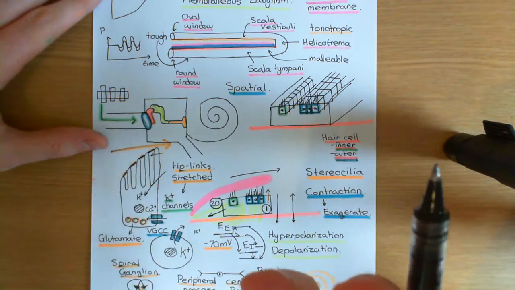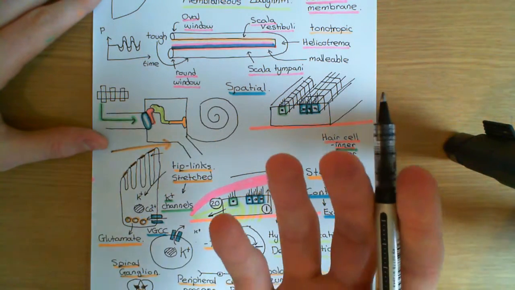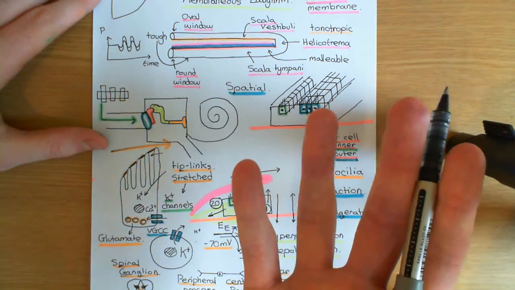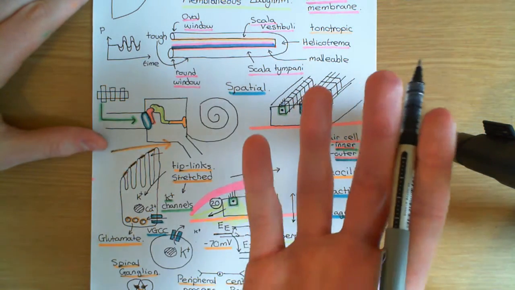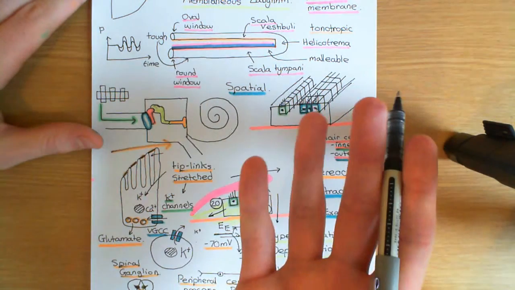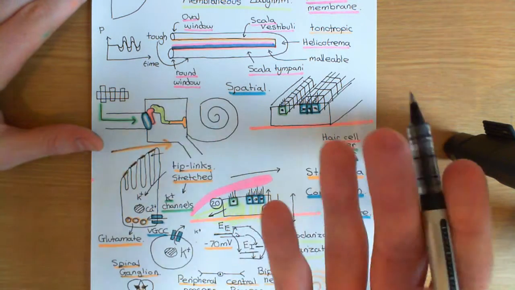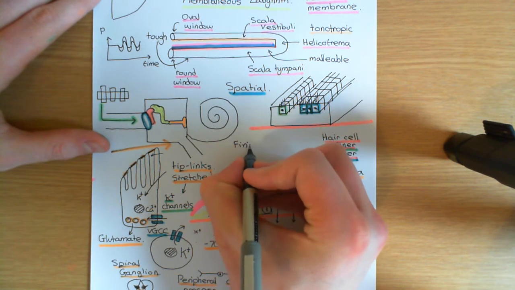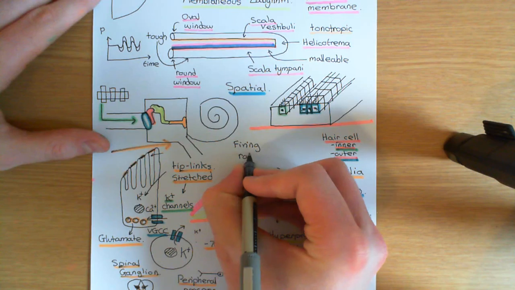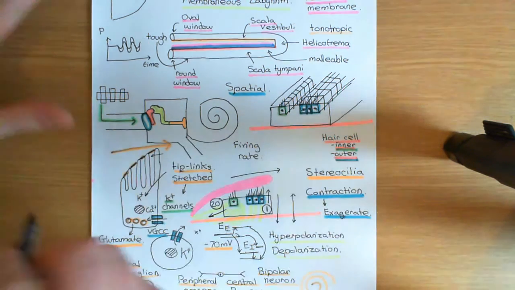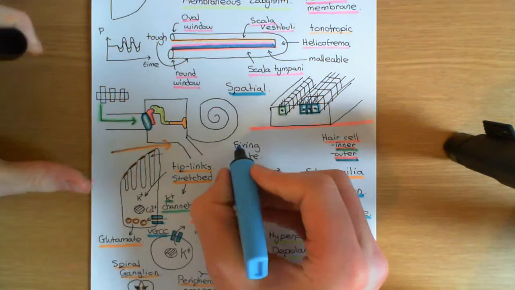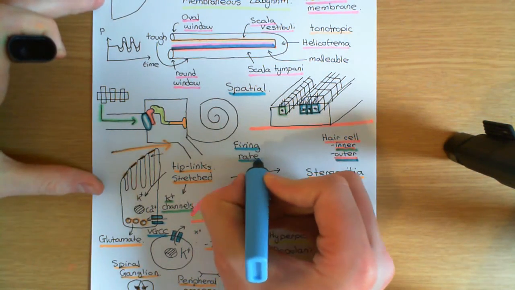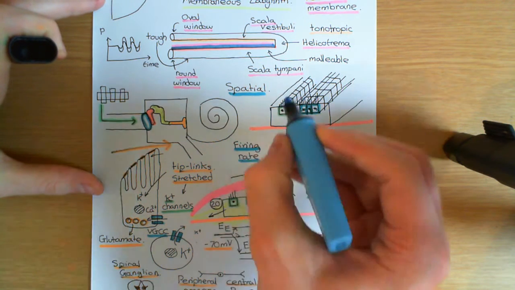So the rapidity of action potential firing by the bipolar neurons, which are innervating the portion of the cochlear duct that is actually oscillating, encodes amplitude. So firing rate of the bipolar neurons encodes amplitude information. Okay, so that's how we encode the two pieces of information about sound.